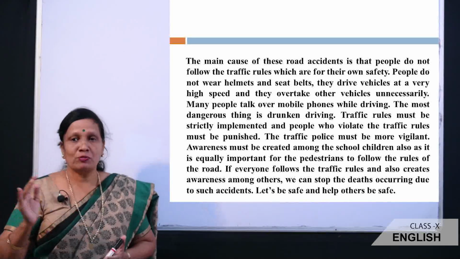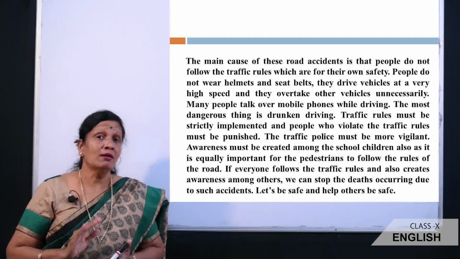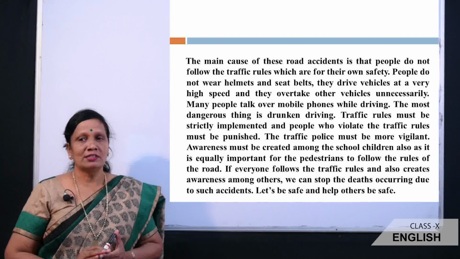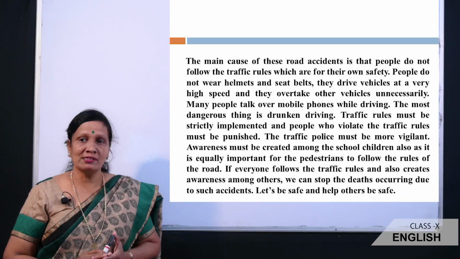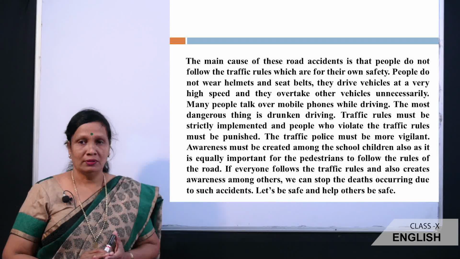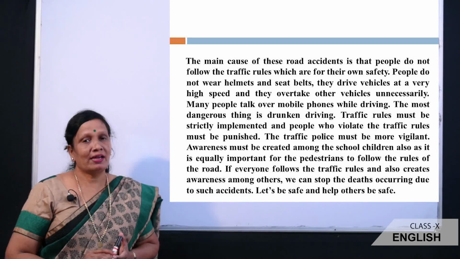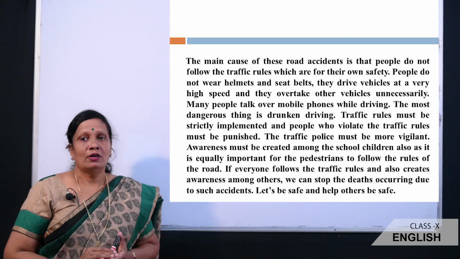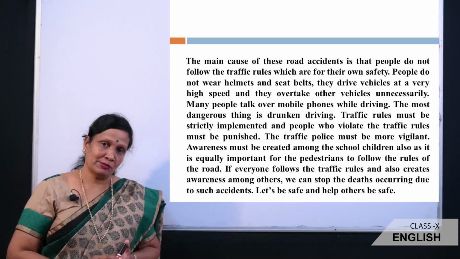Traffic rules must be strictly implemented and people who violate the traffic rules must be punished. The traffic police must be more vigilant. Awareness must be created among the school children also, as it is equally important for the pedestrians to follow the rules of the road. If everyone follows the traffic rules and also creates awareness among others, we can stop the deaths occurring due to such accidents. Let's be safe and help others be safe.